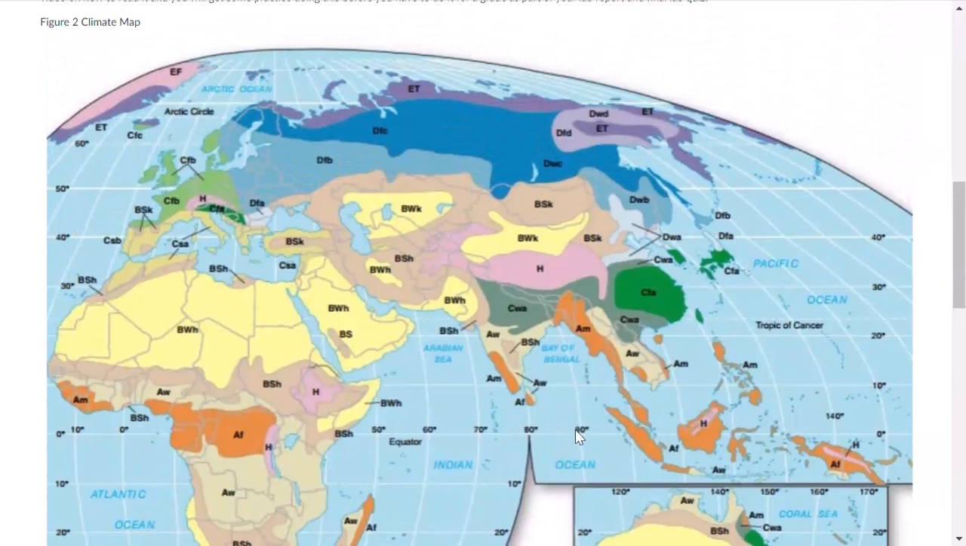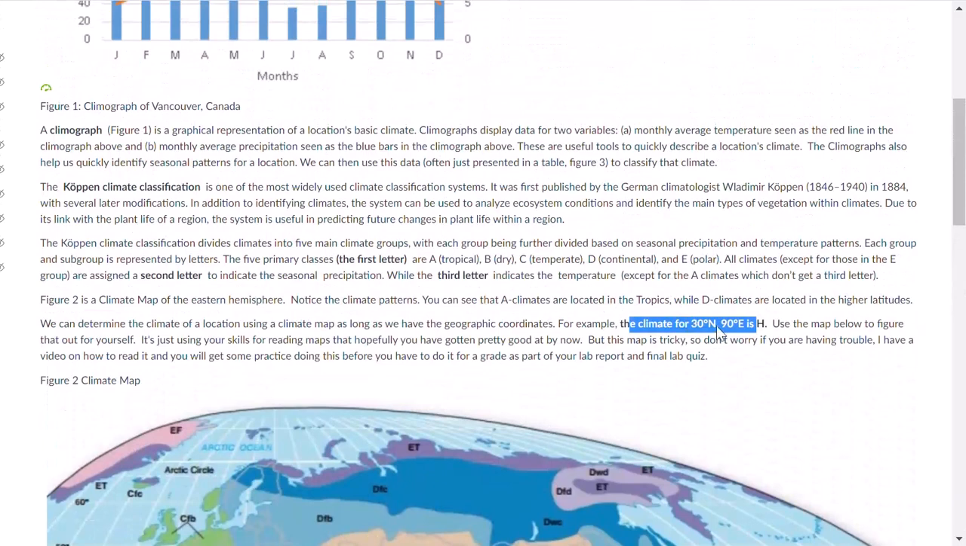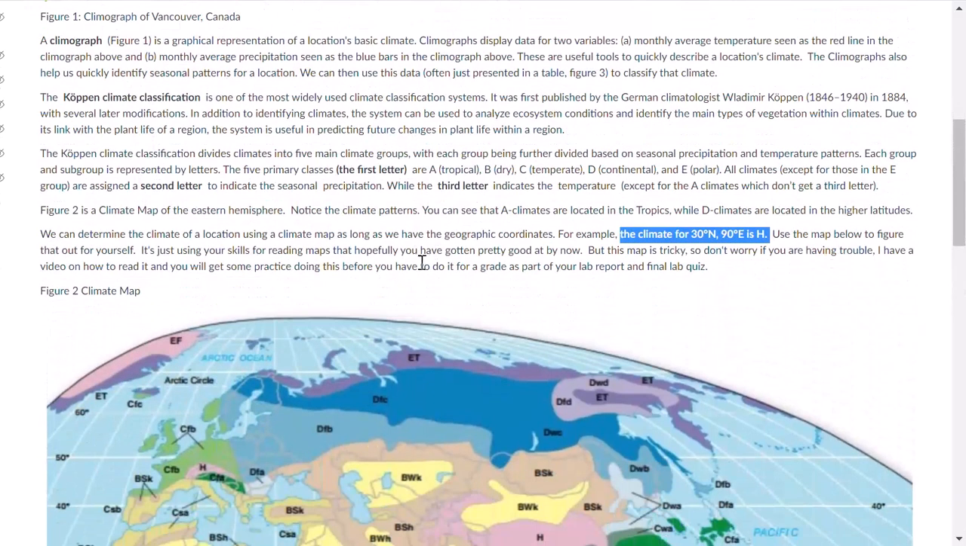So here we have 90 degrees east, we have our 30 degrees north, and where these lines intersect, it looks like the climate that you need to identify is going to be climate H. So that's exactly what this example is showing. But what does climate H mean?